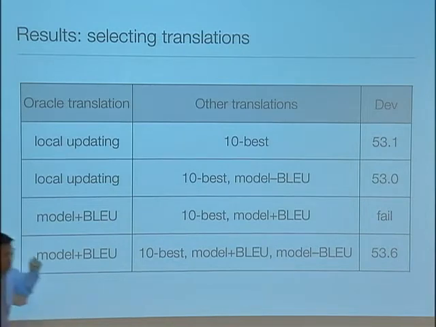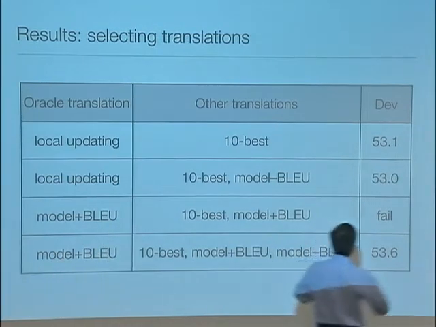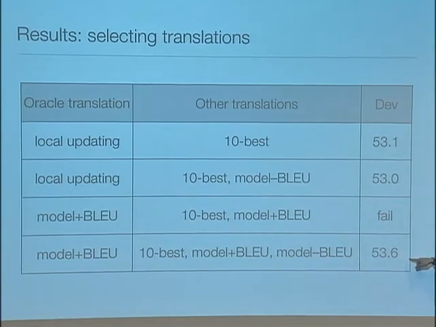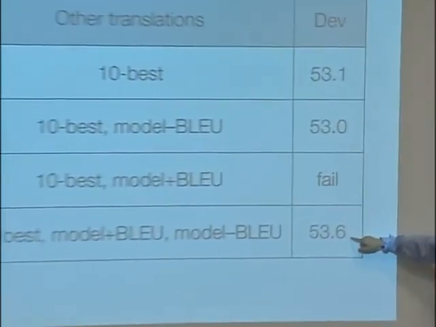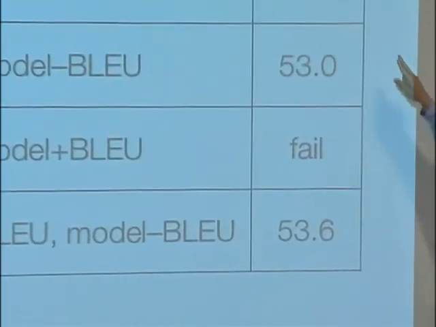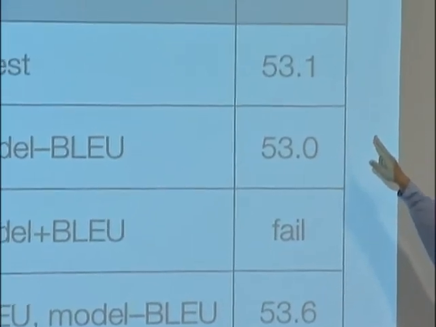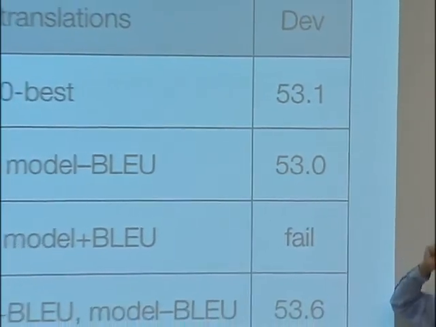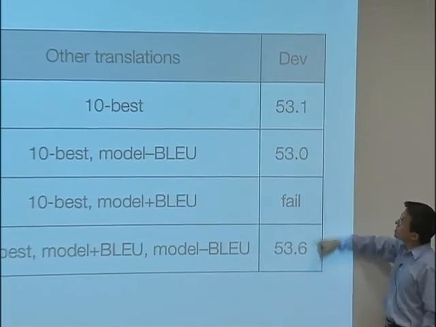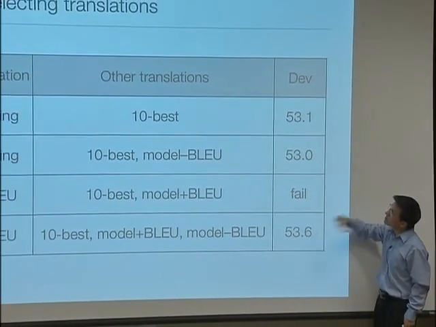Okay, so this chart's a little bit weird. Here's the system that I just showed you, but this is on the dev set now. So this is the MIRA system as I've described it so far, 53.6. We can compare it against local updating, and we lose half a BLEU point. Local updating is we just take the 10-best list and select the highest BLEU score from the 10-best list. So it makes a half a point difference. It's not that big, but it's there.